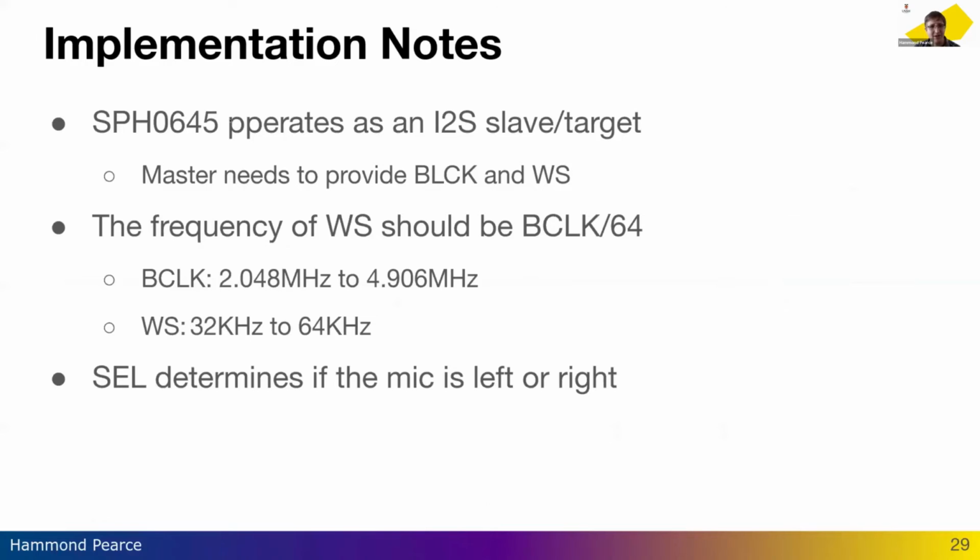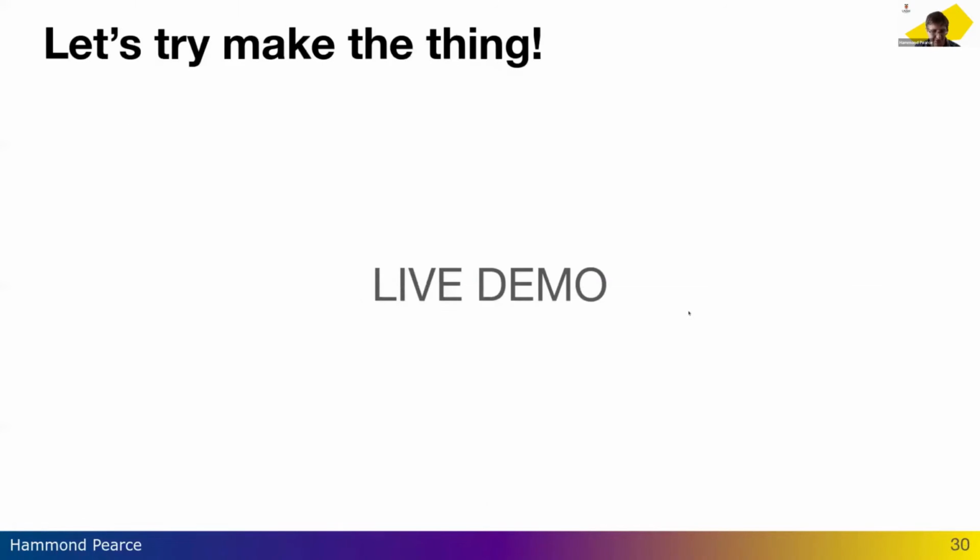The other thing we need to know, sorry about this typo that I've just noticed, is that the design operates as an I2S slave or target, depending on your nomenclature. So the main chip, the master, needs to provide both a bit clock and a word select. The frequency of your word select is going to be your bit clock divided by 64, because there are 32 bits per read. That's all it is.